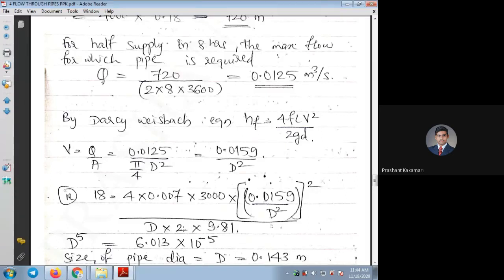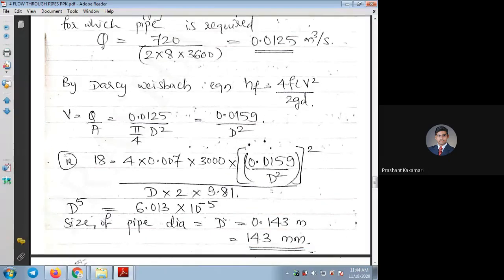So finally, diameter raised to 5 equals all terms you can take on the other side, and you can find the diameter raised to 5, or directly the diameter value. So please, one of you check this value and tell me the diameter of the pipe, or the size of the pipe. How much are you getting? So from d raised to 5, you can take the cube root and square root. You can tell the diameter.